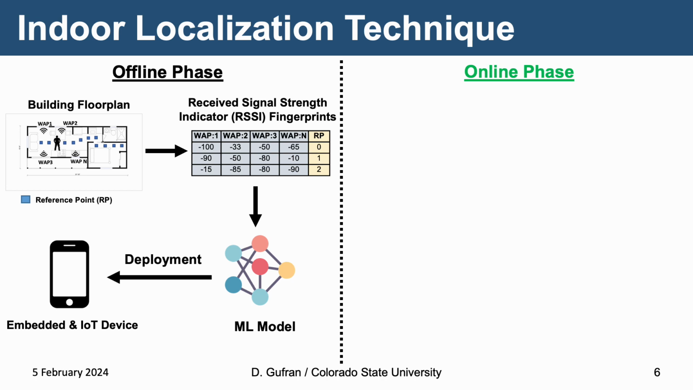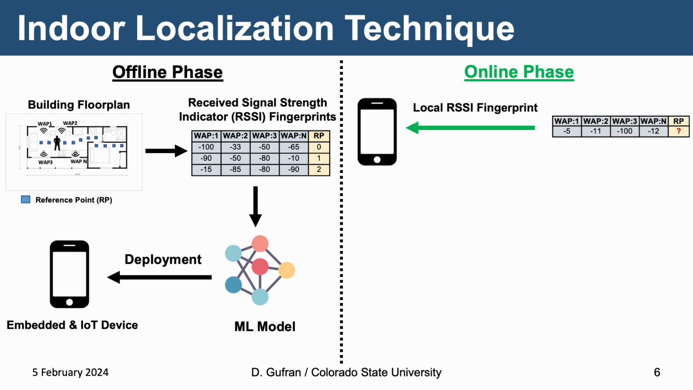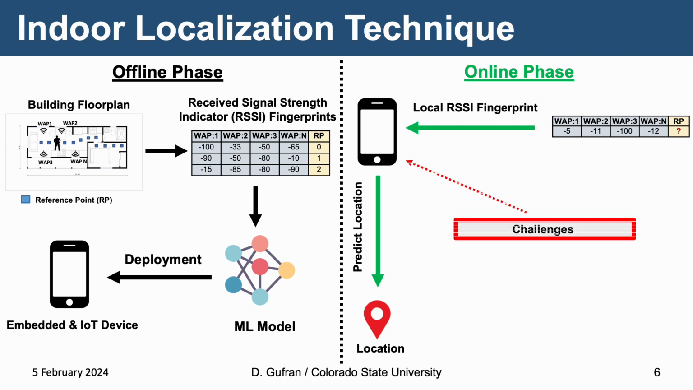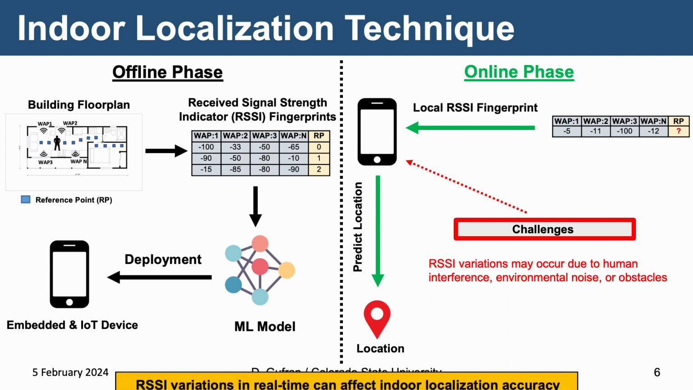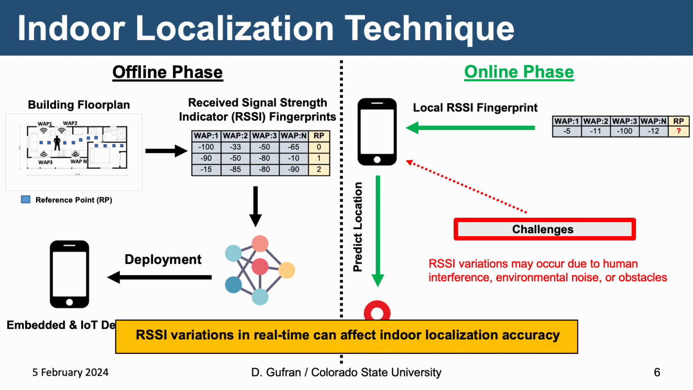In the online phase, the embedded device scans for Wi-Fi RSSI fingerprints at an unknown location, and then the deployed ML model predicts the device's current location based on the learned patterns. This real-time prediction enables accurate indoor localization as the device moves within the building. However, real-time localization systems face challenges, leading to variations in the collected RSSI fingerprints, resulting in reduced localization accuracies. In conclusion, variations in RSSI in real time can impact indoor localization accuracy.